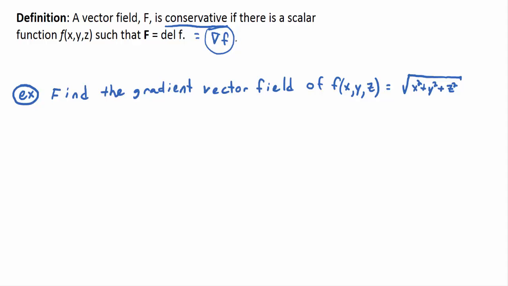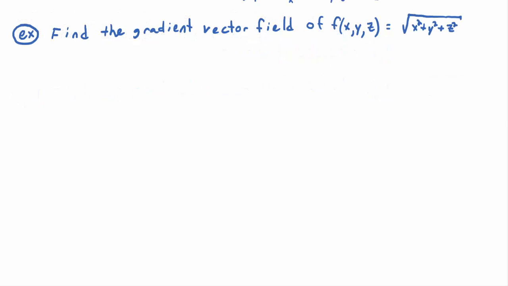That's called the gradient of f. And del f, remember, is the partial with respect to x times i plus partial with respect to y times j plus partial with respect to z times k. Or if it's just two components, it would be f sub x i plus f sub y j. Remember that? So let's do this.